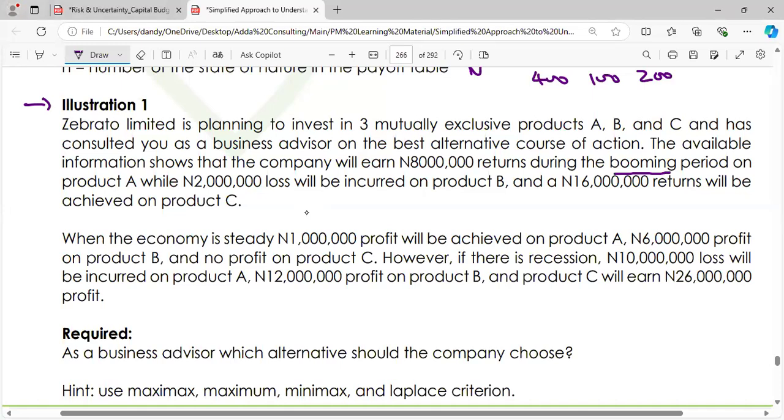When the economy is steady, 1 million naira profit will be achieved on product A, 6 million naira profit on product B, and no profit on product C. However, if there is a recession, 10 million naira loss will be incurred on product A, 12 million naira profit on product B, and product C will earn 26 million naira profit. Required: as a business advisor, which alternative should the company choose?